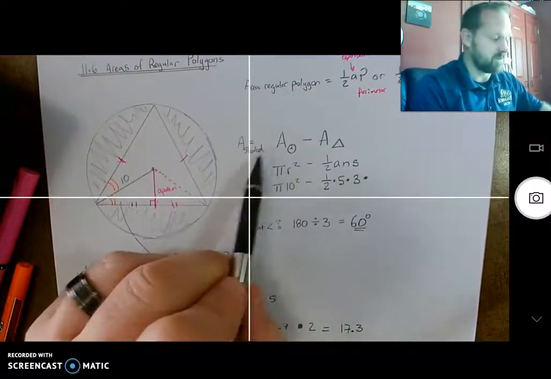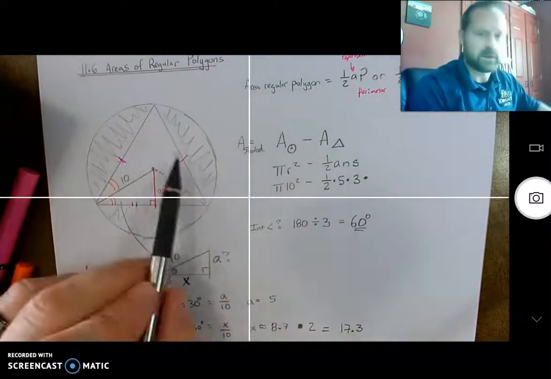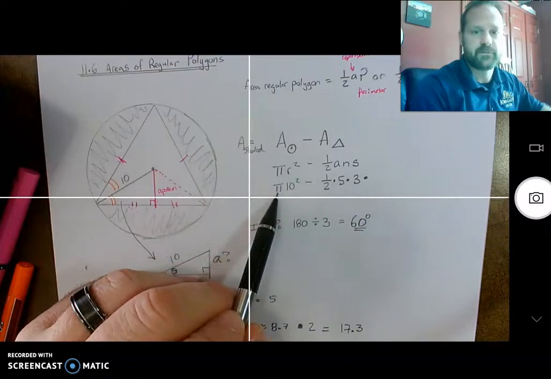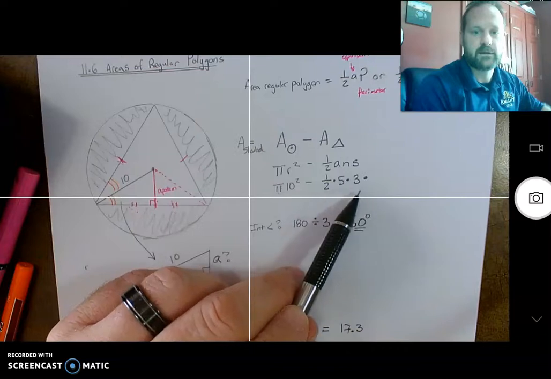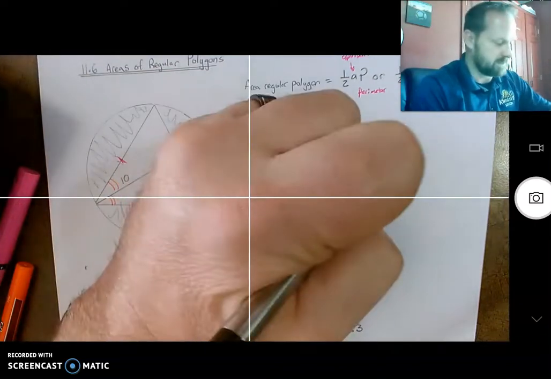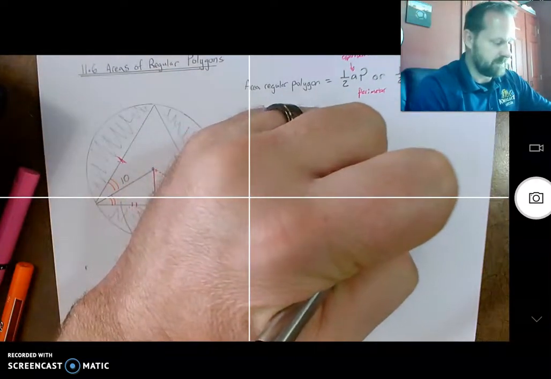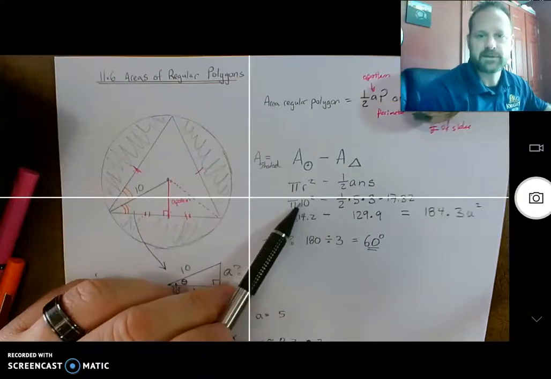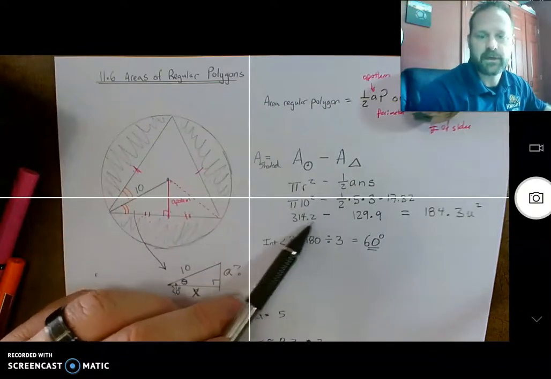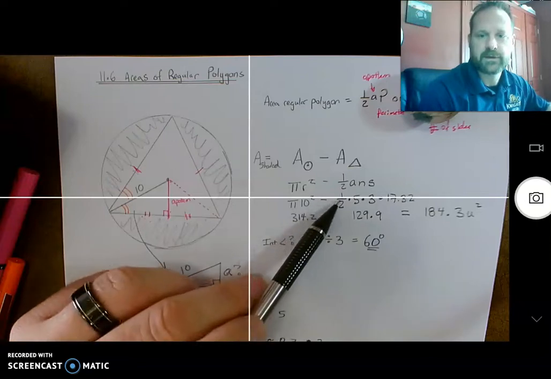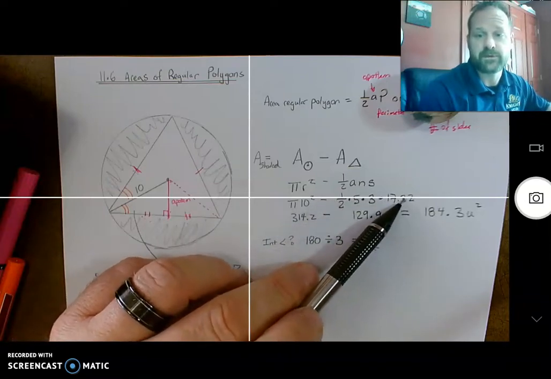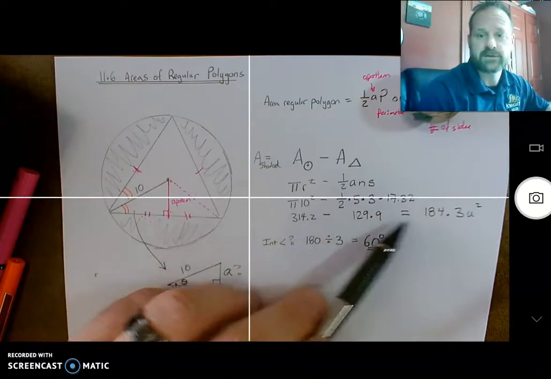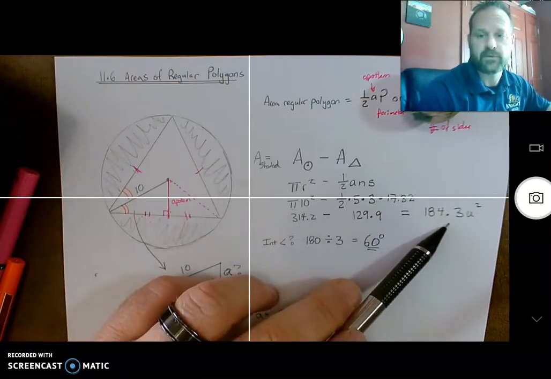So going back to what we were looking for, we wanted the area of the shaded region: the area of the circle minus the area of the triangle, 1/2 A, N, and S, which is going to be 17.33. So plugging that in with my calculator, I got 1/2 times 5 times 3 times 17.32. I said 33, but it's 32. Subtracting the 2, and we get 184.3 units squared.